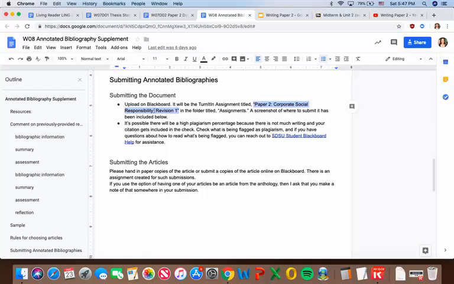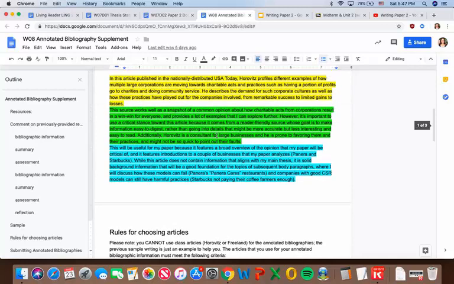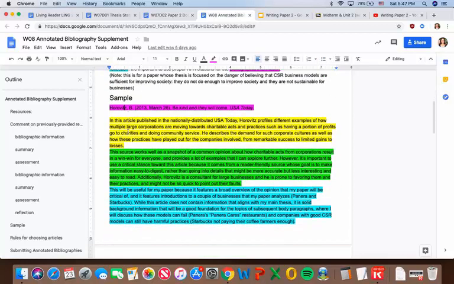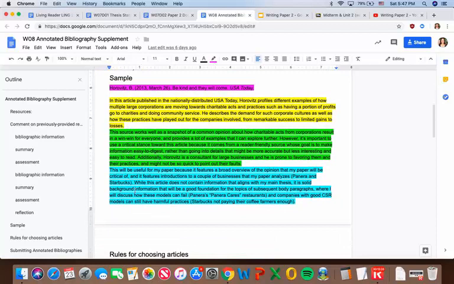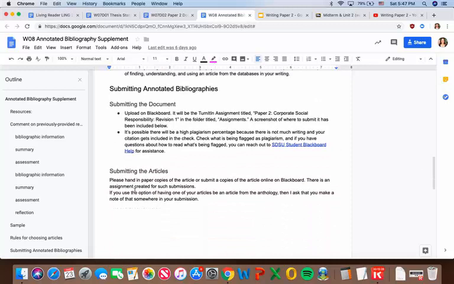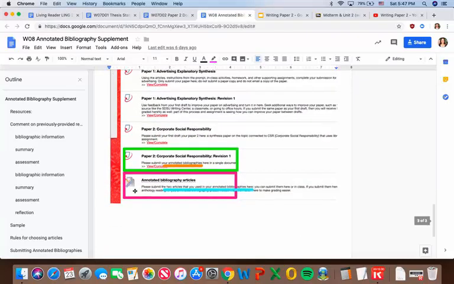So this is where you're going to be submitting your annotated bibliographies. The document is going to look, not colored, but like my sample, with the bibliographic information, the summary, the assessment, and the reflection. So it's going to have those 4 parts to it. And it's going to be in this part. So here's the screenshot: Paper 2, Corporate Social Responsibility, Revision 1, where it says, please submit your annotated bibliographies here in a single document.